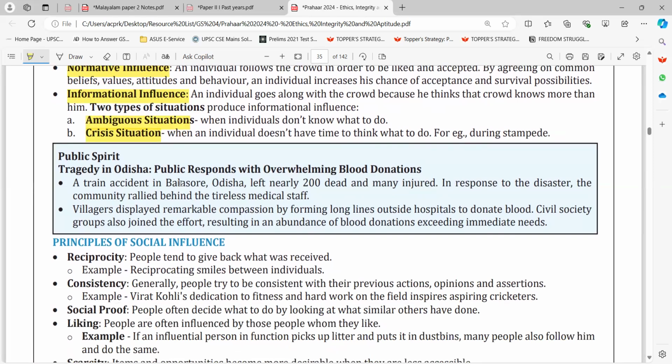Okay, a train accident in Balasore, Odisha left nearly 200 dead and many injured. In response to the disaster, the community rallied behind the tireless medical staff. Villagers displayed remarkable compassion by forming long lines outside hospitals to donate blood. Civil society groups also joined the effort, resulting in an abundance of blood donations exceeding immediate needs.